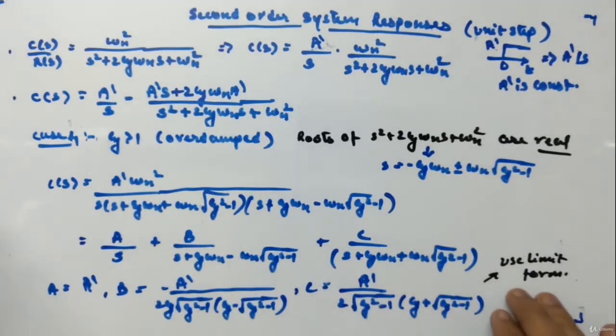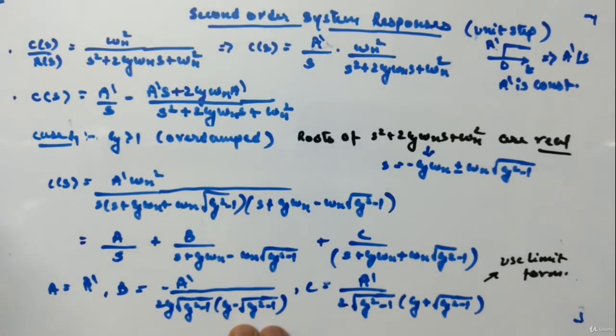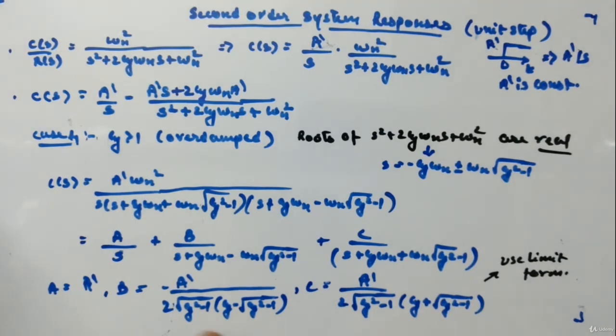Now use the limit form, like I used before. You'll get A equal to a dash, B equal to minus a dash divided by 2 under root zeta square minus 1 into zeta minus under root zeta square minus 1, and C will be a dash divided by 2 under root zeta square minus 1. Sorry, the zeta will not be there, I made a mistake. So 2 under root zeta square minus 1, with a dash in both.